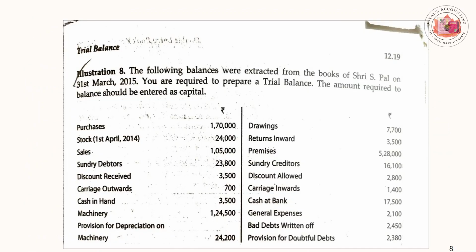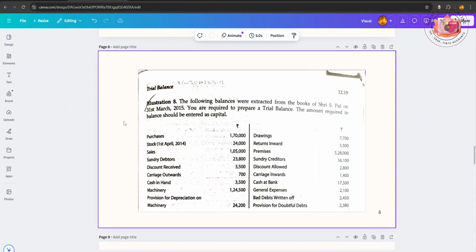Now, let's get into an example. The following balances were extracted from the books of Shri S. Pal on 31st March. You are required to prepare a trial balance and the balance amount should be entered as capital. Okay, they have not given us the capital in this sum. So whatever difference I will have between my debit side and my credit side, that will be shown as your capital. Okay, let's get into the problem.